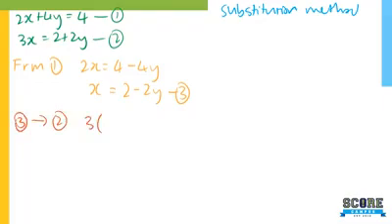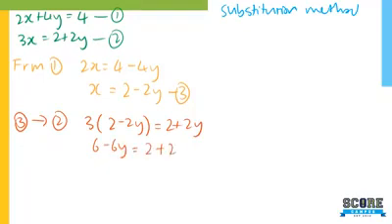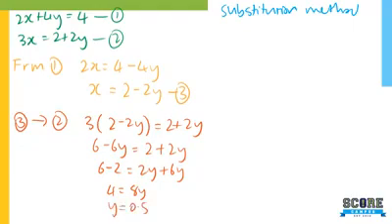So 3 times (2 minus 2y) equals 2 plus 2y. So I get 6 minus 6y equals 2 plus 2y. And then I put all my variables on one side, so I get 6 minus 2 equals 2y plus 6y. 4 equals 8y, y equals 4 divided by 8, which is half, 0.5. Now this is my equation 4.